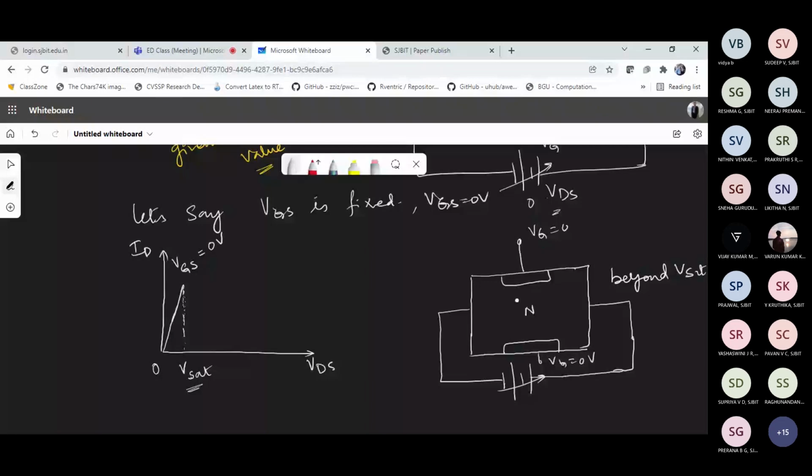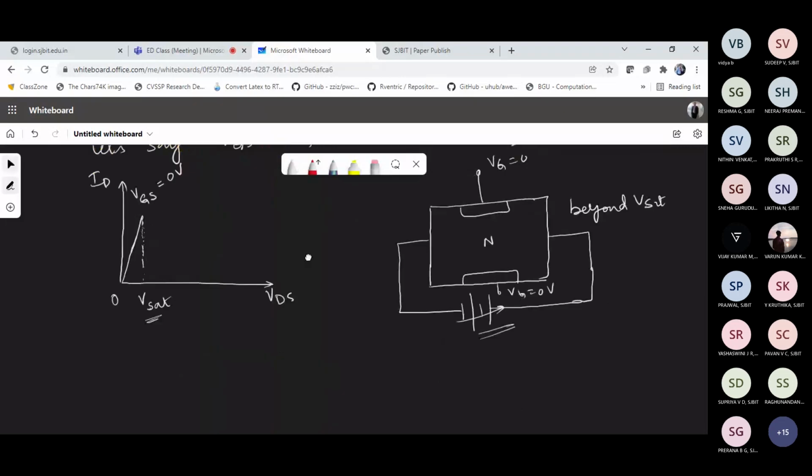we should now understand what changes will happen within the channel. What we expect is, no matter what VDS we apply, every time there is an increase in VDS, we expect the current to increase. That is the notion what we had till now. But it is not going to happen so. Let me write that as a statement so that you remember and you can recall it later. We expect ID to raise.